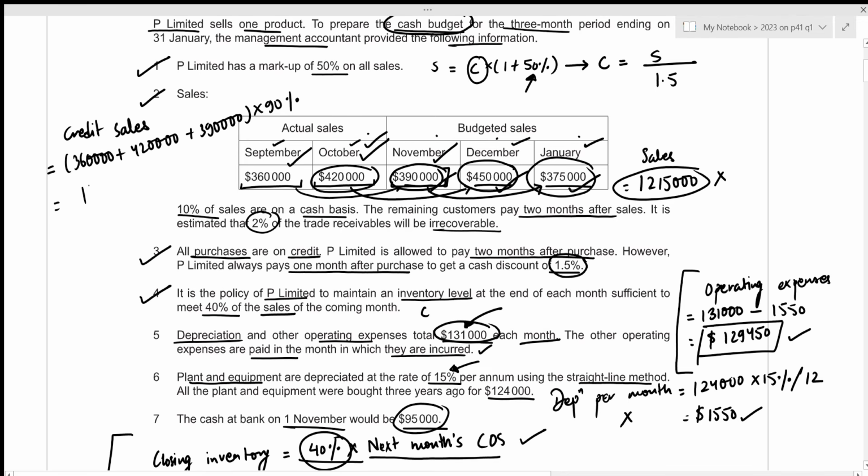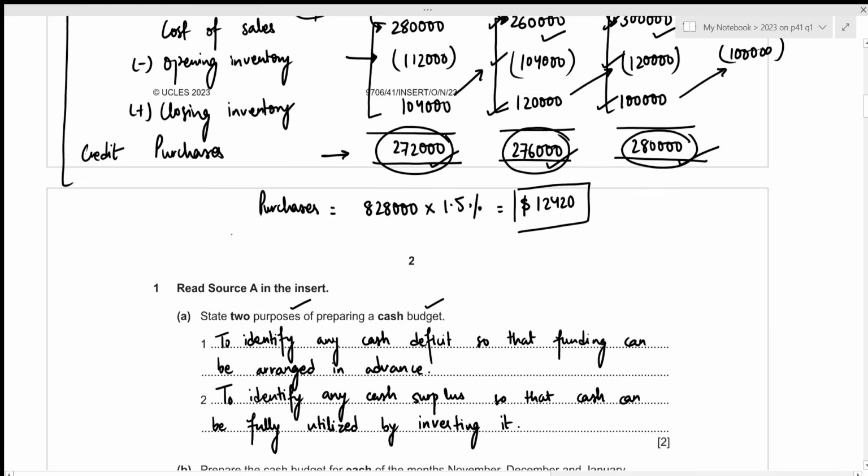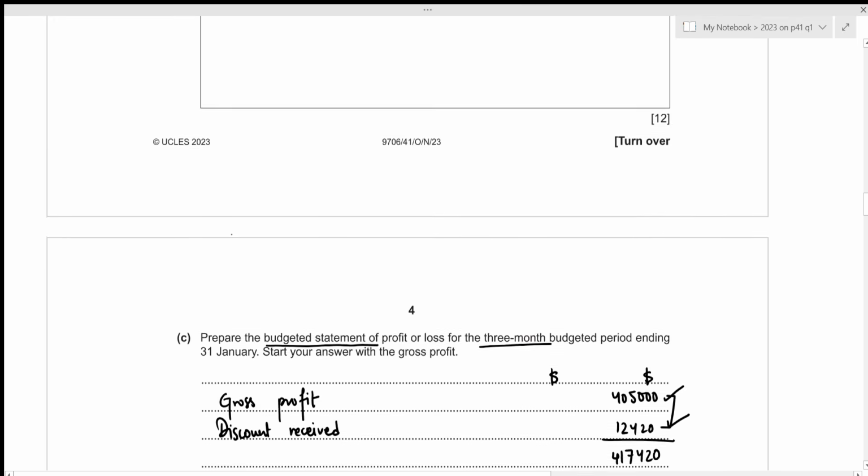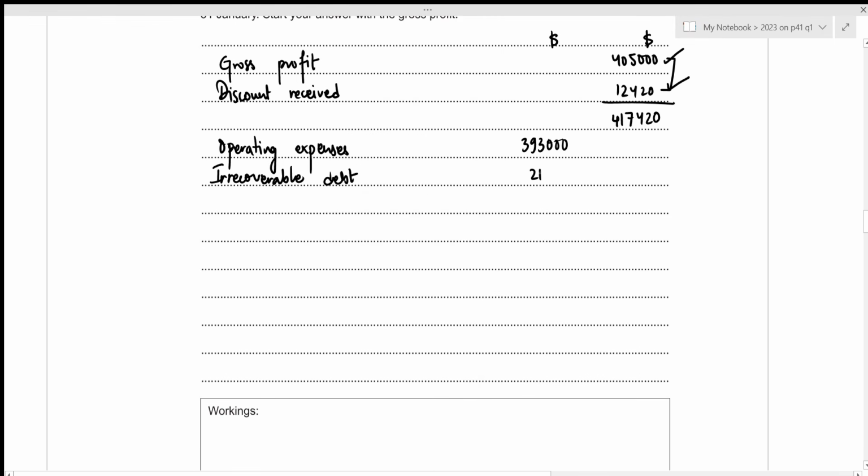This results in 1,053,000. Now, in order to calculate our irrecoverable debt, that will just be 2% of the trade receivables, and the total of trade receivables is this amount. So 2% is just going to be 1,053,000 times 2%, which results in 21,060. That will be the amount of our irrecoverable debts. And that will be all for our overheads.